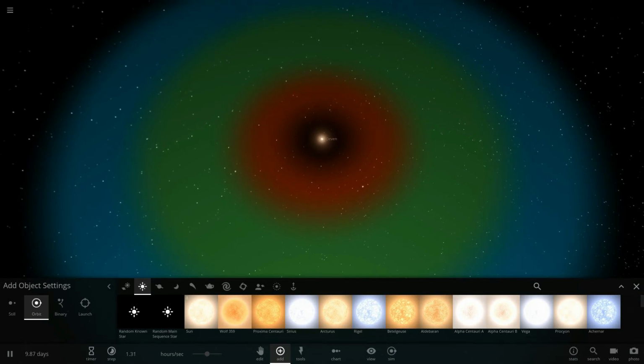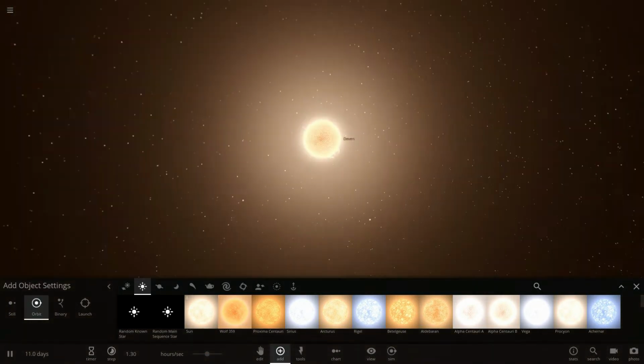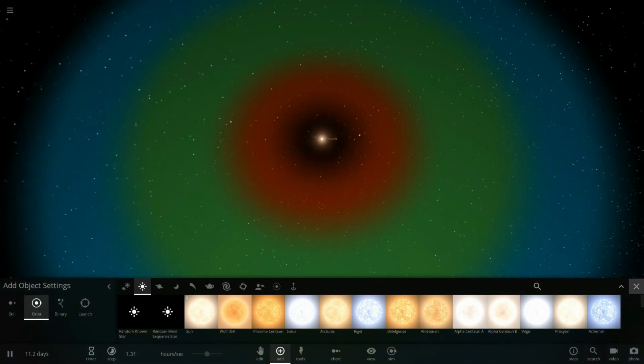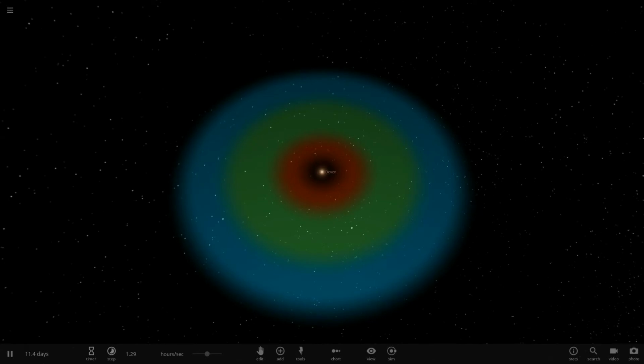Red dwarfs can live from 50 billion to 10 trillion years. Orange dwarfs can live from 25 billion to 5 trillion years. So orange dwarfs are awesome. So you're probably spamming the hell out of your keys, probably going to ask me, shut up about orange dwarfs, what forms around an orange dwarf star?